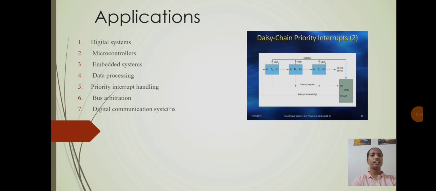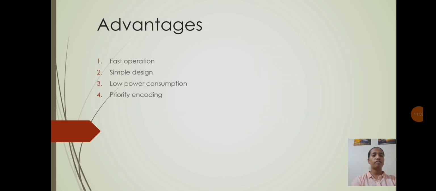Let us study the applications of the 8:3 priority encoder. These are used in digital systems, microcontrollers, embedded systems, data processing, priority interrupt handling, bus arbitration and digital communication systems. They are mainly used in computer organization, in daisy chain priority interrupts, to select the highest priority of the devices. The advantages of the 8:3 priority encoder are fast operation, simple design, low power consumption and priority encoding.